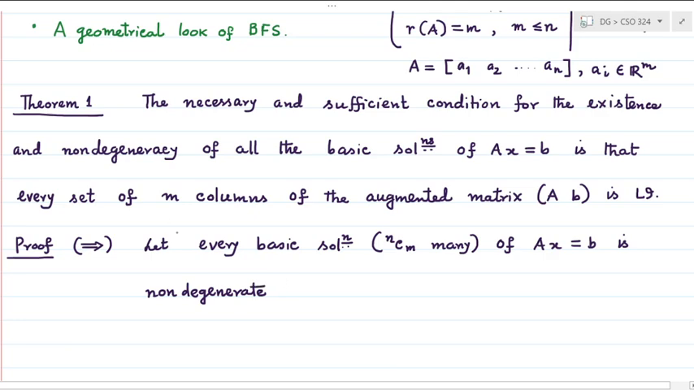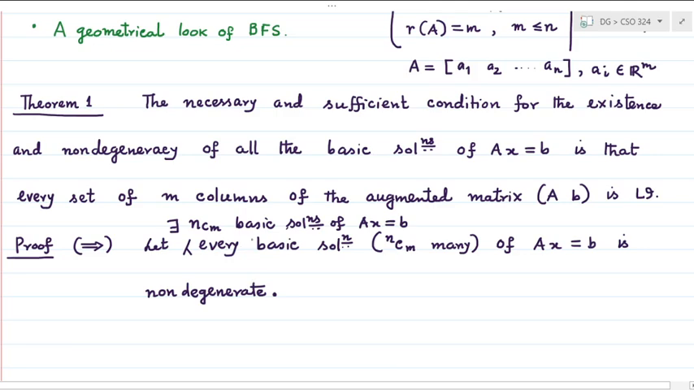Fine. So let there exist n choose m basic solutions of Ax = b, and every basic solution is non-degenerate. We are under this assumption. Fine. And then we will prove that every m columns of the augmented matrix [A b] is linearly independent.